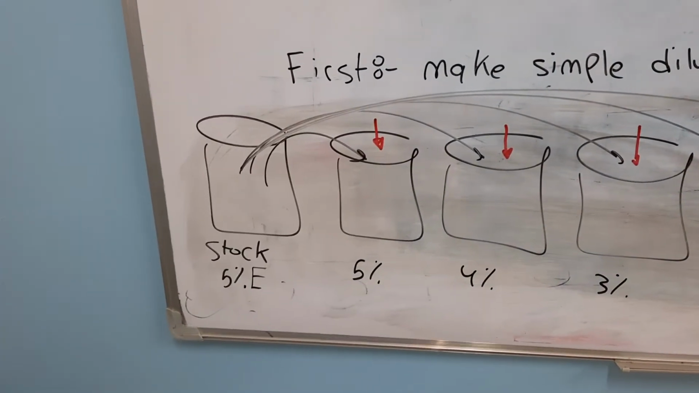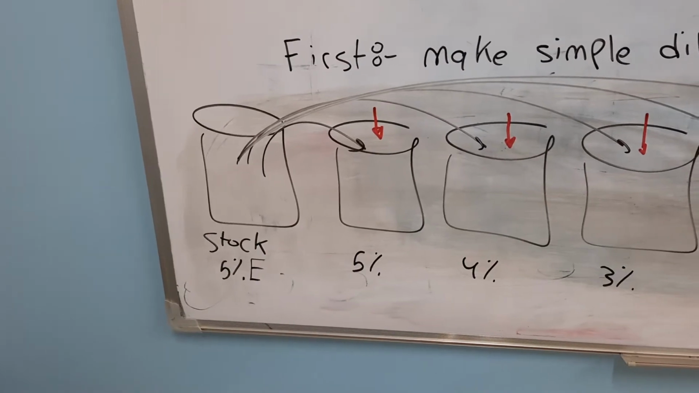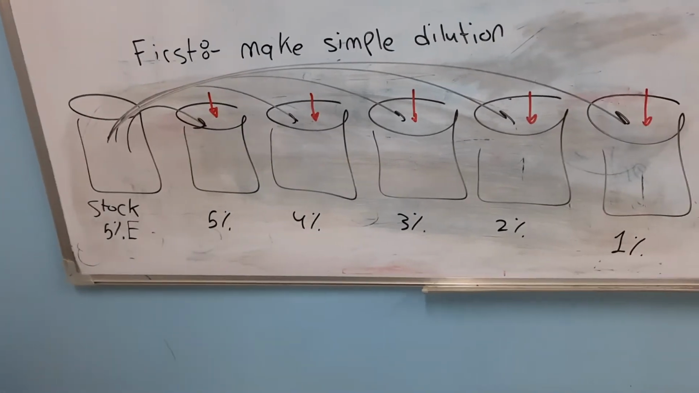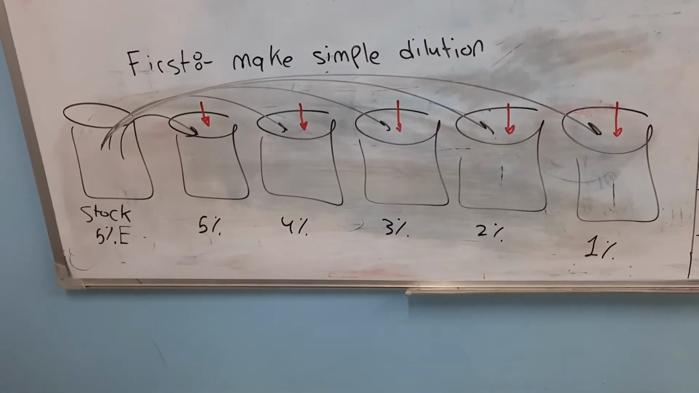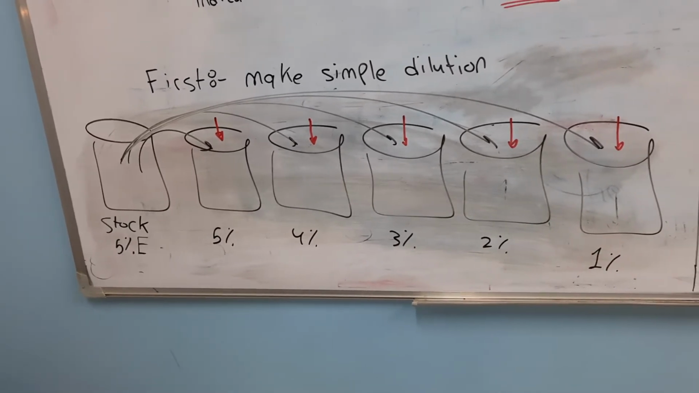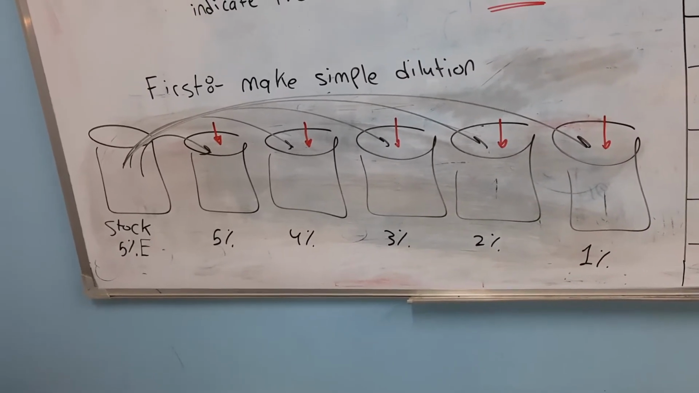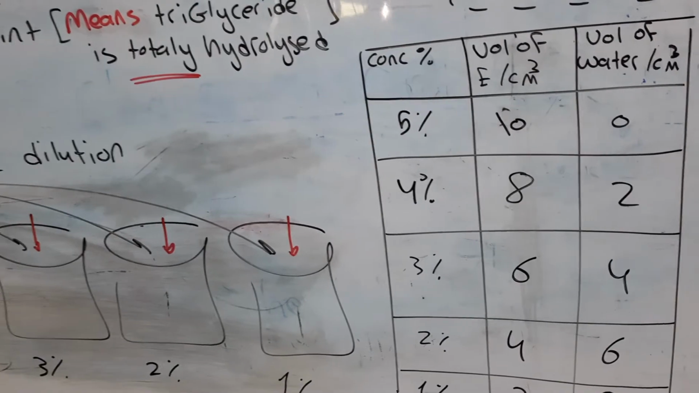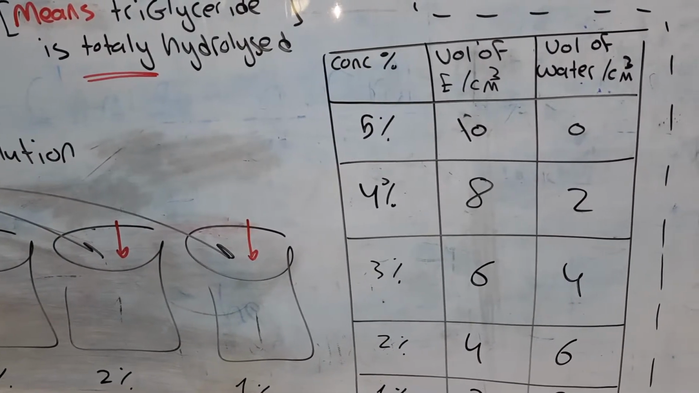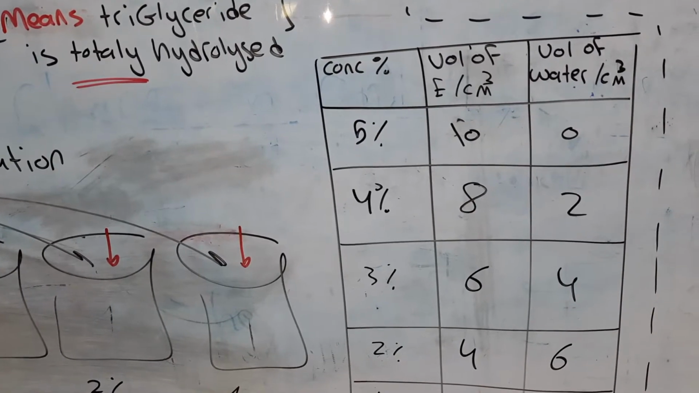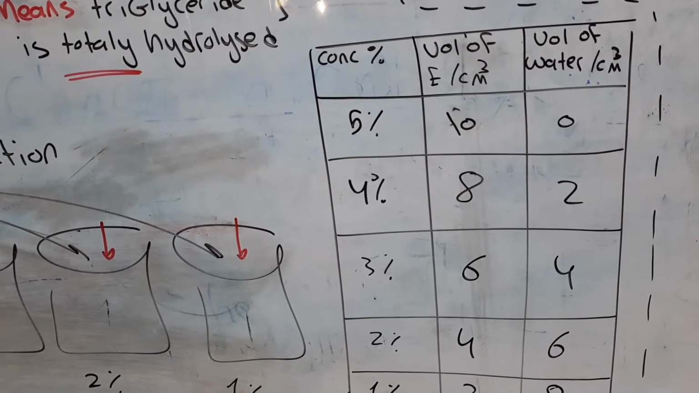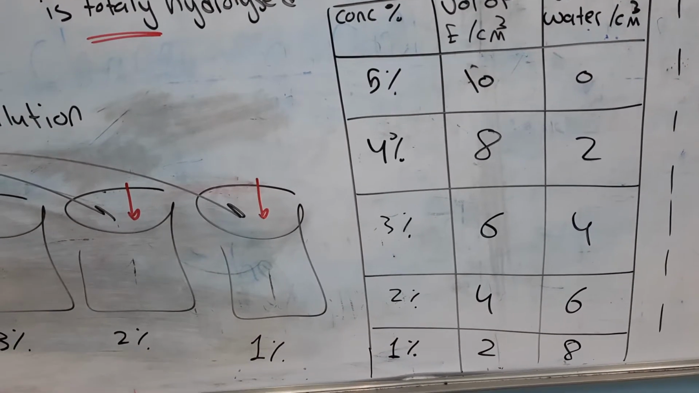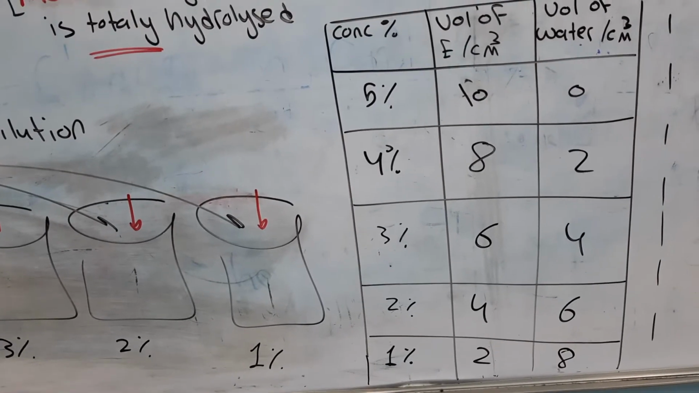So simply you need to calculate how much you're going to take from the stock, as well as how much water you're going to add. You can do that by following the formula C1V1 equals C2V2. The question asks you to prepare 10 centimeter cubic as V2. In order to do that, you need 10 centimeter cubic of enzyme and 0 water to get the 5%, and then 8 of the enzyme and 2 of water in order to make the 4%. And you can see the rest of the concentrations as shown in the table right here.